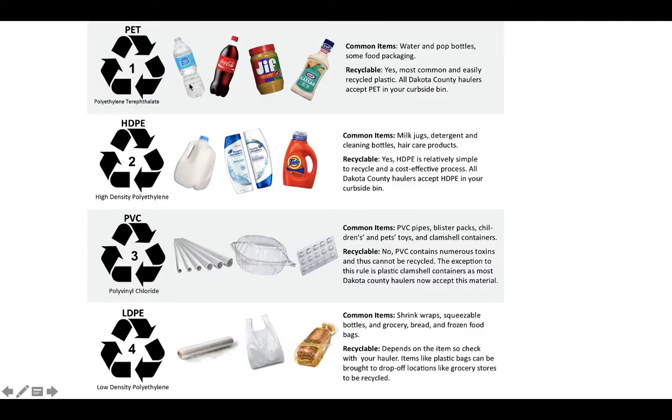So 1s include things like bottles, peanut butter jars, salad dressing bottles. 2s include milk jugs, detergent jugs, and shampoo bottles. But all of these are the only ones that are recyclable. Everything else, not so much.